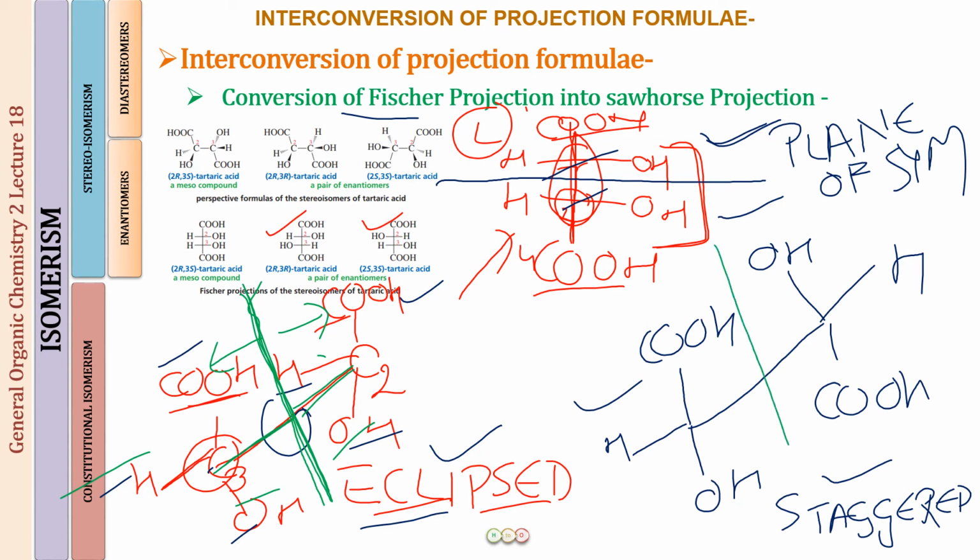Well, if I just draw a plane over here, I will not be finding a COOH opposite to this COOH. I find some other groups over there, so I do not find that. So there is no plane of symmetry. But in the staggered conformation, what you can see is that we have a center of symmetry.